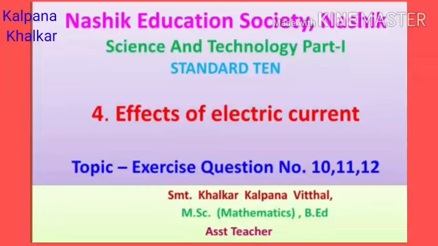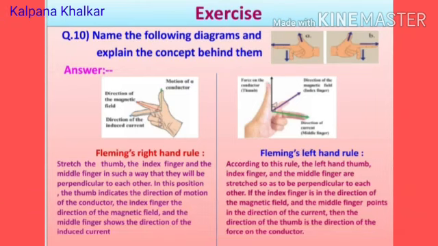Hello dear students, today we will solve exercise question number 10, 11, 12 from Science and Technology part 1, chapter number 4, Effects of Electric Current. Question number 10. Name the following diagrams and explain the concept behind them. Observe the diagrams. Answer. First diagram.